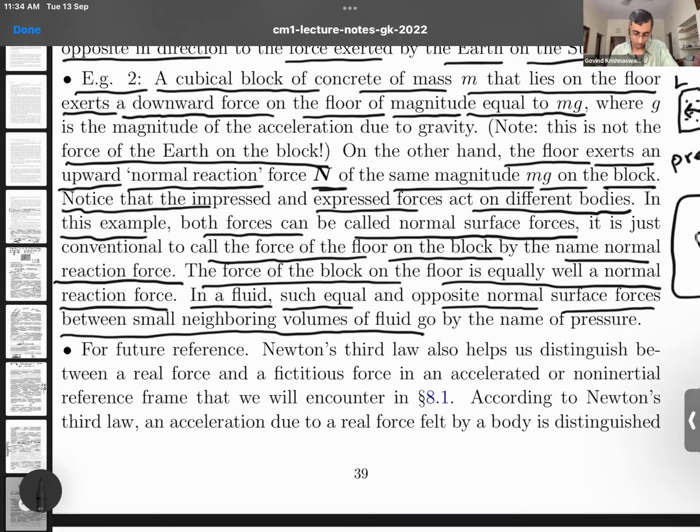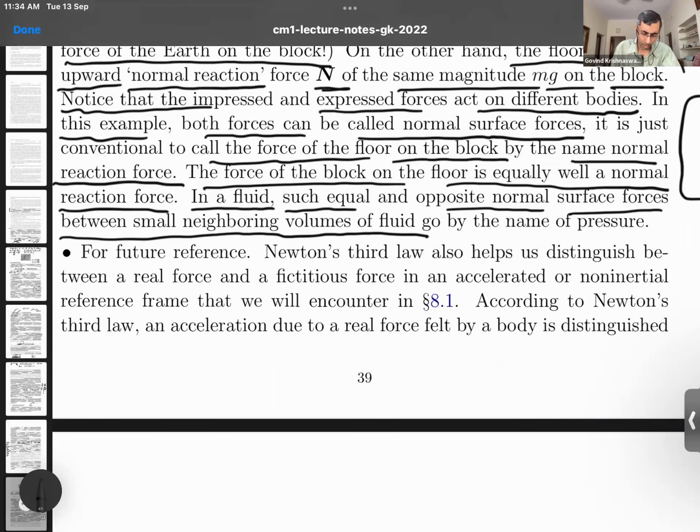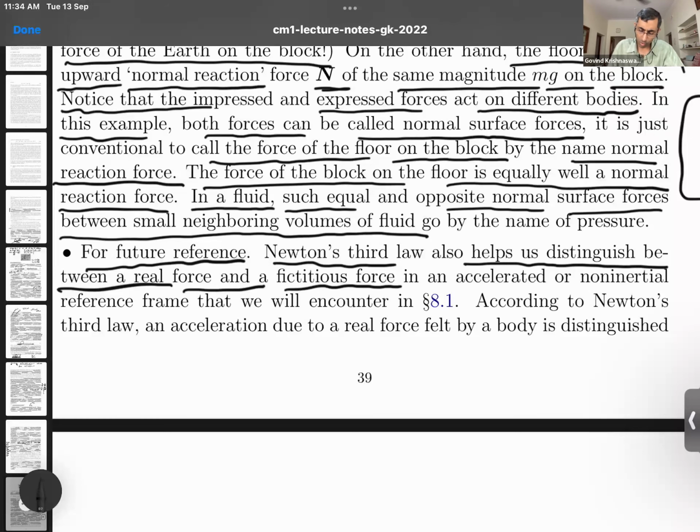Okay, now I want to make one small comment, which is really with the things from the later stage of the course in mind for future reference. So don't worry if you don't follow this here. Newton's third law also helps us distinguish between a real force and a fictitious force in an accelerated or non-inertial frame. All forces I have talked about now are what we would call real forces. It turns out that in an accelerated or non-inertial frame, there are some apparent forces that are present, purely because the frame is not inertial. Now, those forces are not associated with equal and opposite reaction forces.